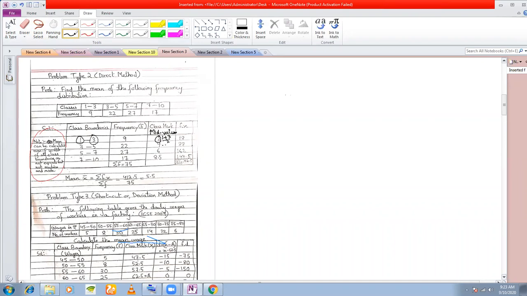How much is this? 4. This is 3 plus 5 divided by 2. And this is 5 plus 7 divided by 2, which is 6. And here you have 7 plus 10 divided by 2, which is 8.5. Is this column clear? Mid values or class marks?